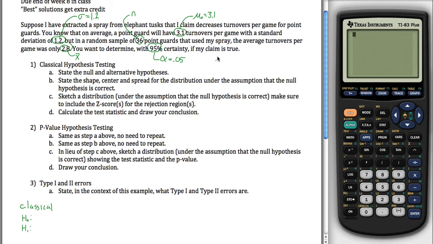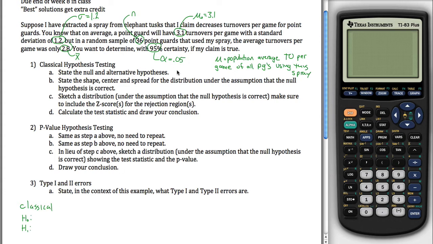So mu, maybe I should write that up. Mu is the population average turnovers per game of all point guards that use this spray. So not to be confused with mu naught, which is the population average of all point guards, period. Mu is the population average of all point guards that are using this spray.